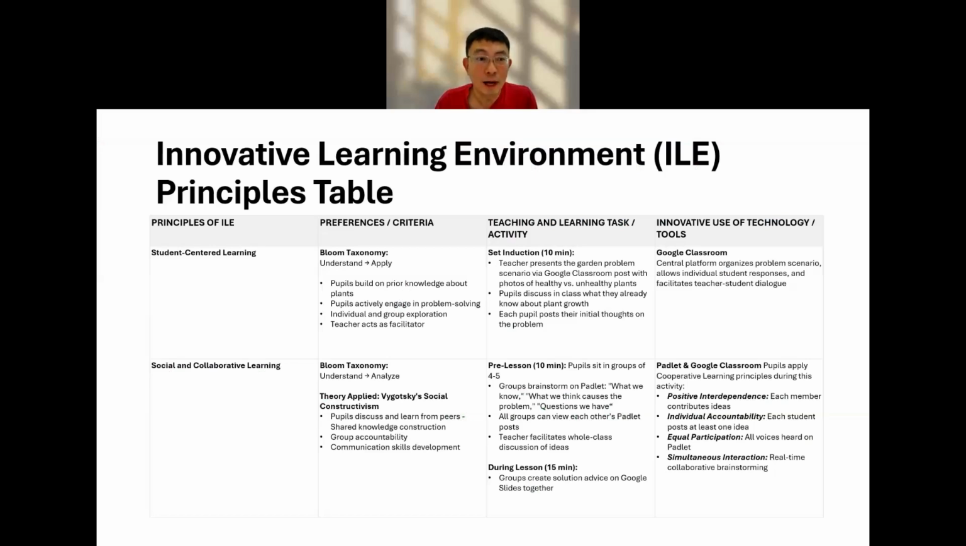Now we will move on to the key principle table of the ILE. We have 7 principles altogether. The first 4 I'll be talking about, and the next 3 will be covered by my colleague Kalpana.